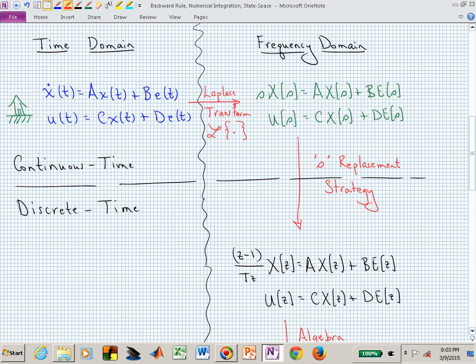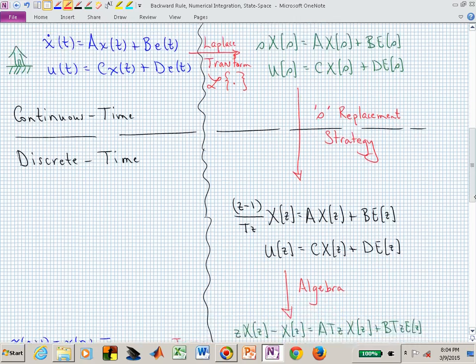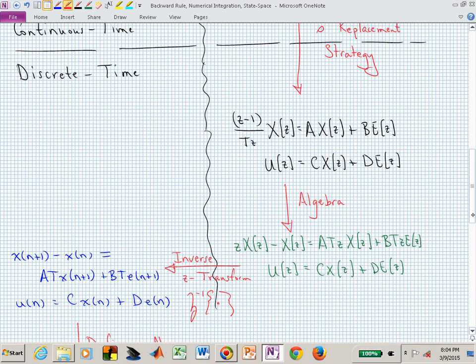So that now we have an integrator, let's say, in the analog, and we have an integrator in the discrete time. But here we're replacing S with a Z expression based on the backward rule. Then we simply stay in that same column by performing some algebra. We're still in the frequency domain, but we just manipulate what we have. We multiply things out, and then we go back into the time domain by inverse Z transforming.